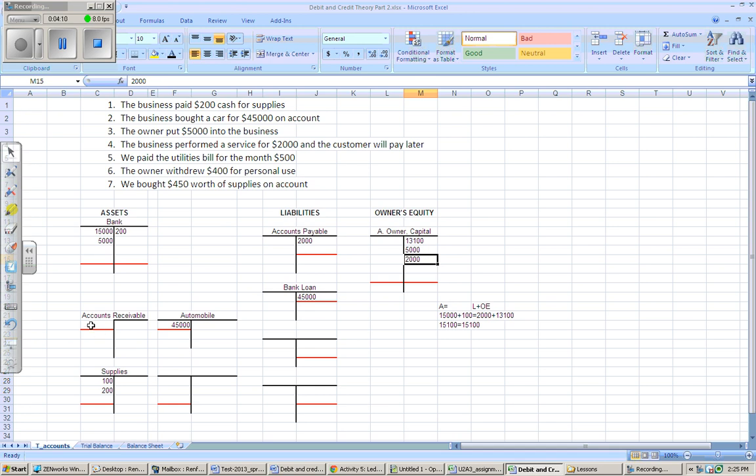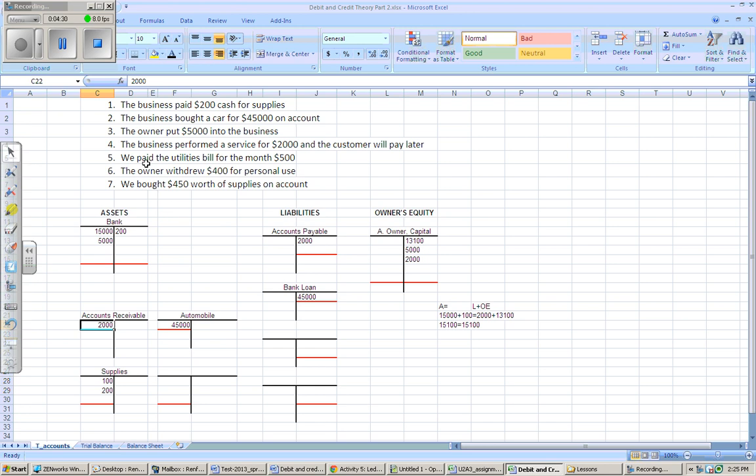The customer will pay at a later date, so they owe us the money. People who owe us money are called accounts receivable. Accounts receivable is an asset. It's increasing because they owe us more money, so we record it on the debit side. Once again, my debits equal my credits.